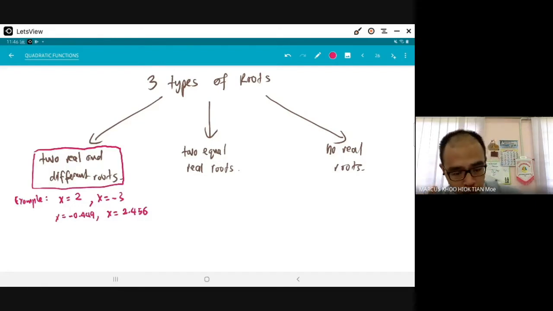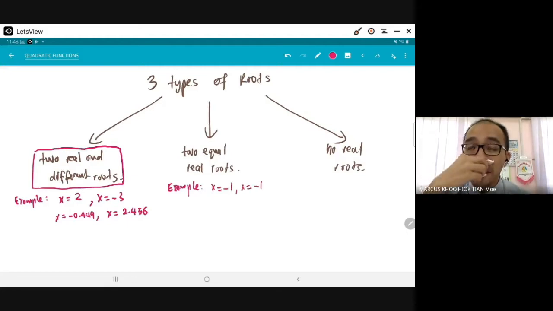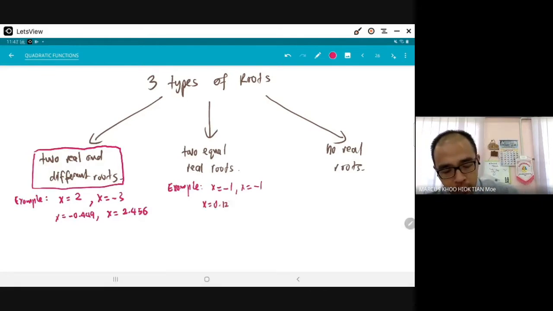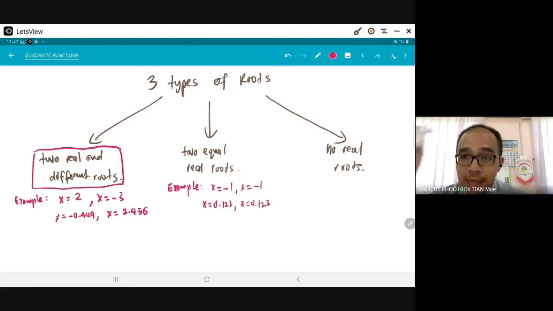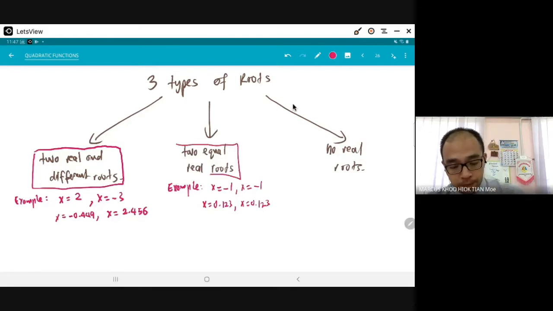Dia adalah real roots tetapi jawapannya adalah exactly jawapan yang sama. Okay, for example, x equals to negative 1, x equals to negative 1. Bila kamu factorize, bila kamu complete the square, bila kamu pakai formula, kau akan dapat dua jawapan yang sama. Okay? Atau x equals to 0.123 and x equals to 0.123. Okay, kamu dapat jawapan yang exactly sama. So ini adalah kategori roots yang kedua, kategori punca yang kedua. Okay, which is two equal and real roots.